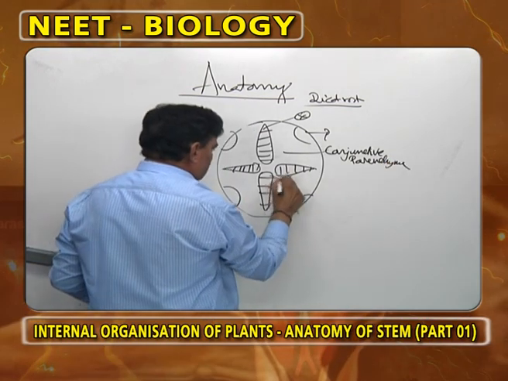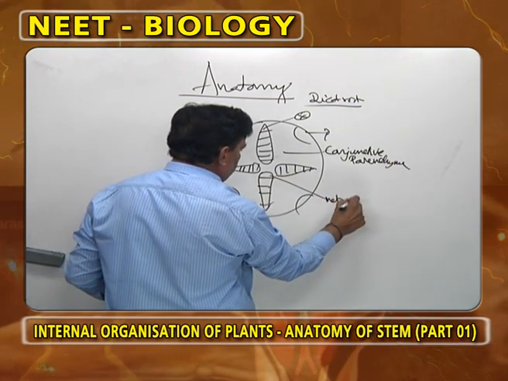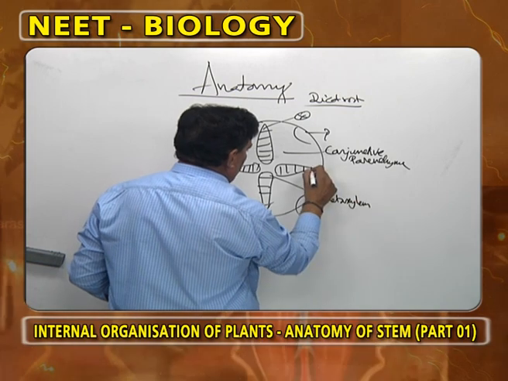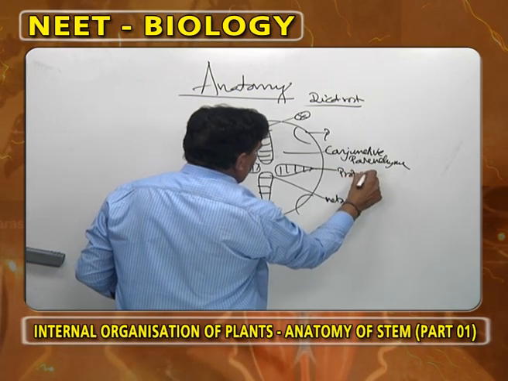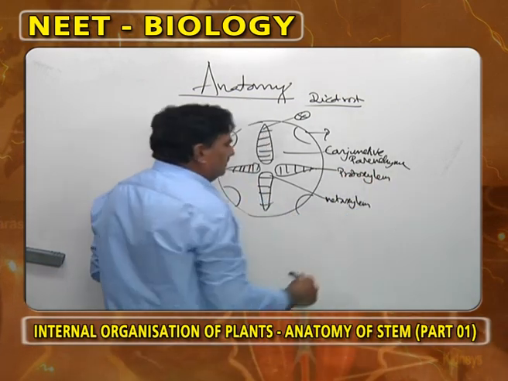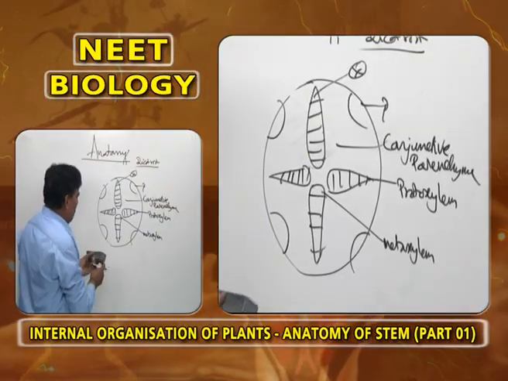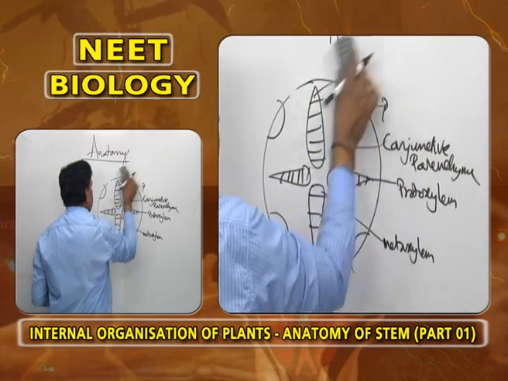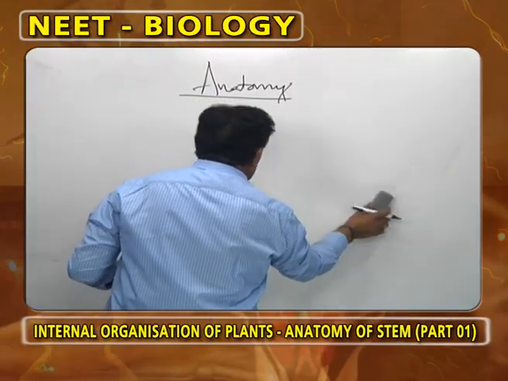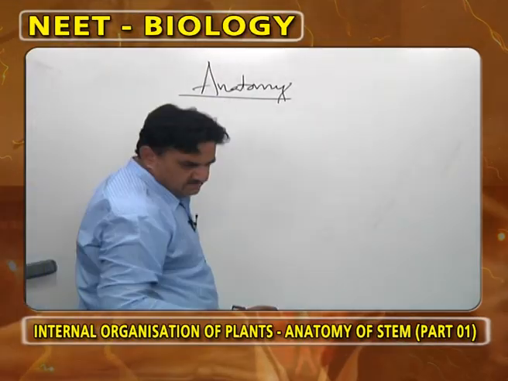Xylem: metaxylem towards the center, towards the medulla, and protoxylem towards the pericycle or periphery. This is called exarch. So, this is a radial vascular bundle where xylem and phloem are arranged in separate radii.